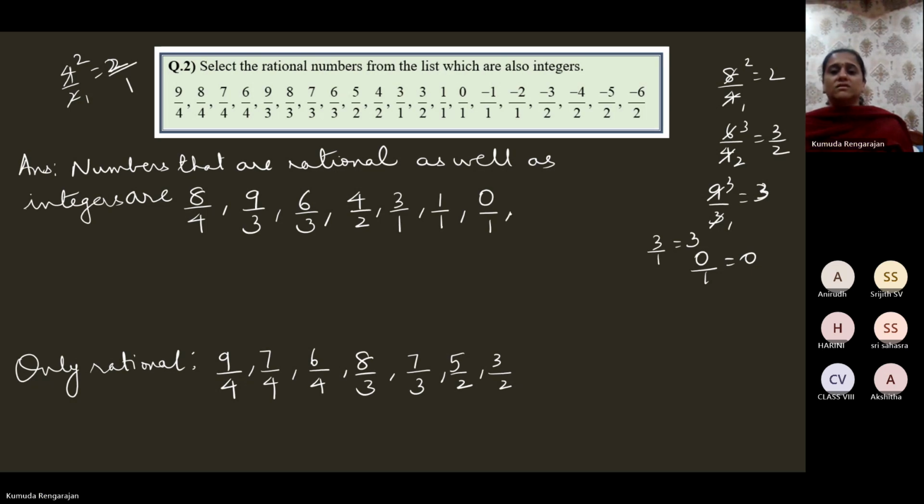Sorry, minus 1 by 1, Anirudh. Ma'am, it is a number that is rational as well as integer. What's the value of minus 1 by 1? Ma'am, minus 1. So minus 1 by 1, or minus 1, is a rational number as well as an integer. Minus 2 by 1, Harini.